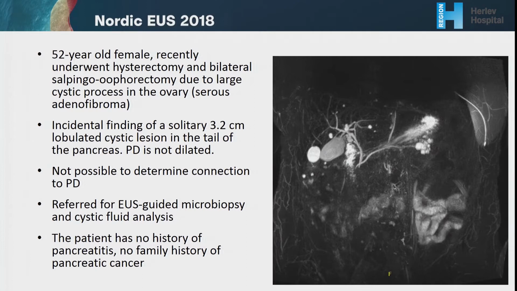It is a 52-year-old female. She recently underwent a hysterectomy with salpingo-oophorectomy due to a large cystic process. On the following scan, there was an incidental finding of a 3.2 centimeter lobulated cystic lesion in the tail of the pancreas. The PD is not dilated, so there are not any worrisome features apart from the size, and that's dependent on which guidelines you're following.